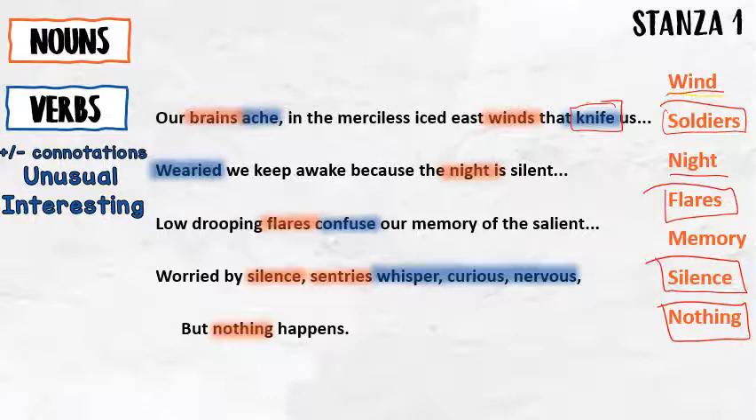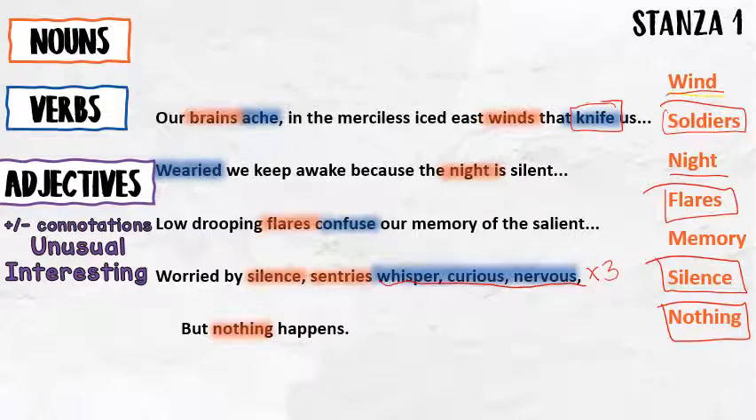We also have a collection of verbs here, and Owen likes to do that. He likes to have a series of 3 words together. You can call that a tricolon, or there are other terms that people like to use. That just draws emphasis to the action in particular of the soldiers who are whispering, they're curious and they're nervous.